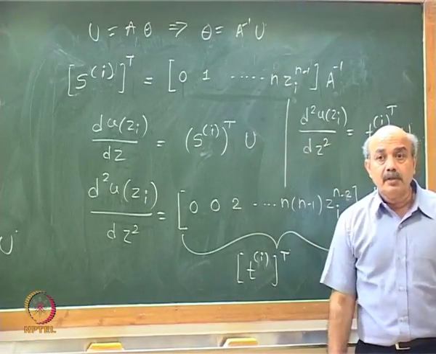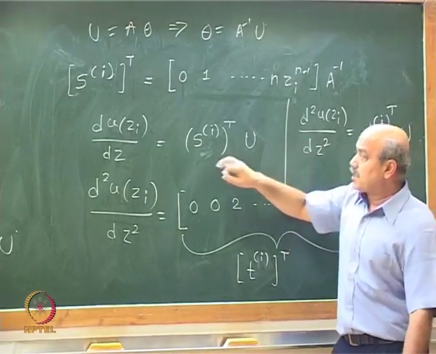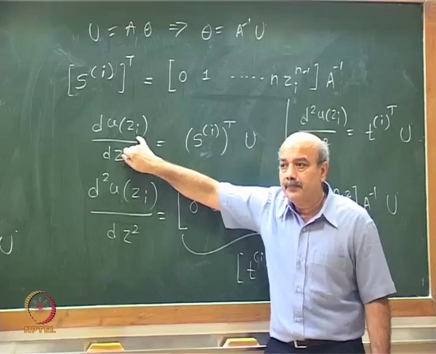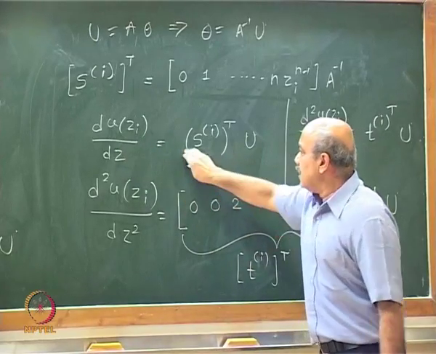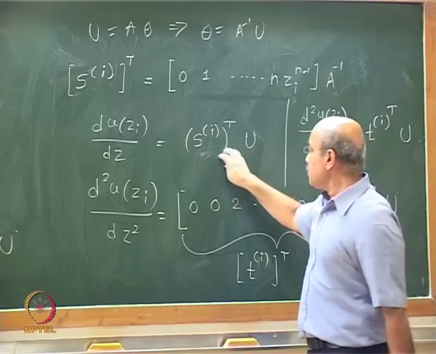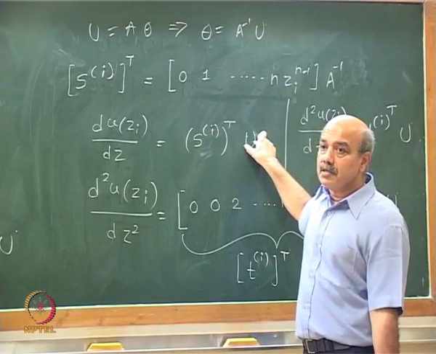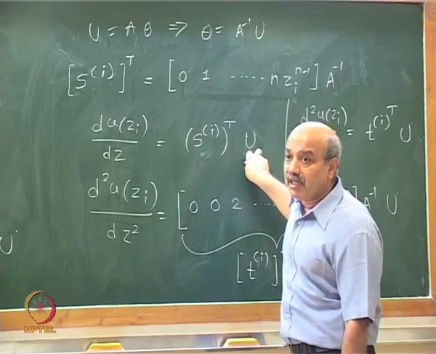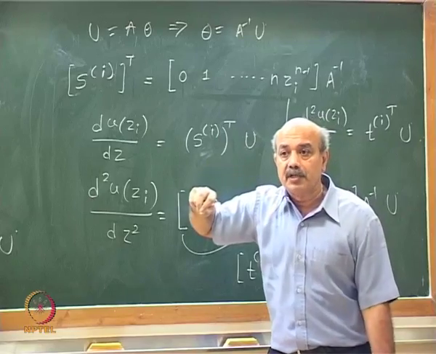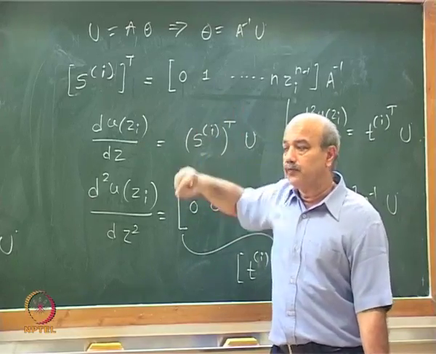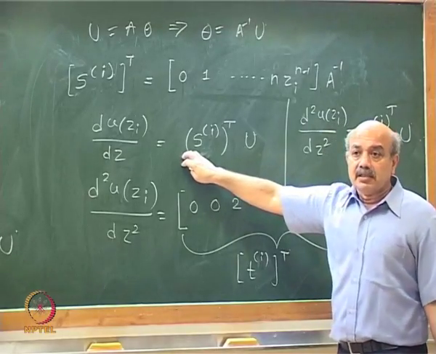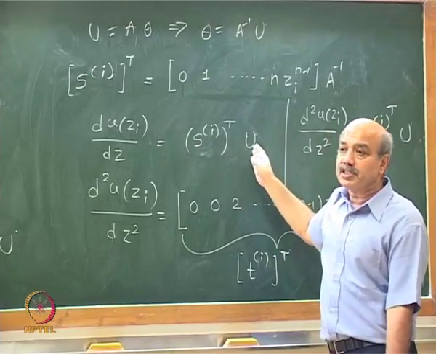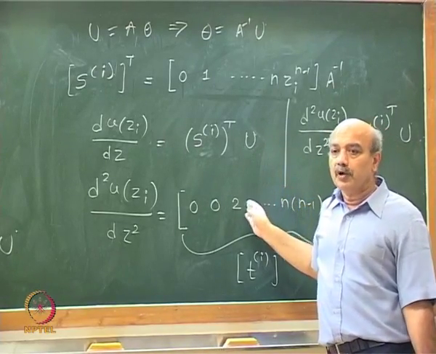So what have I achieved? What I have done is I have expressed the derivative at a particular point, at z equal to zi, as a vector times unknowns. What are the unknowns? Unknowns are the values the dependent variable takes at the collocation points u1, u2, u3, u4. So the derivative at this point is some linear combination of this vector u.